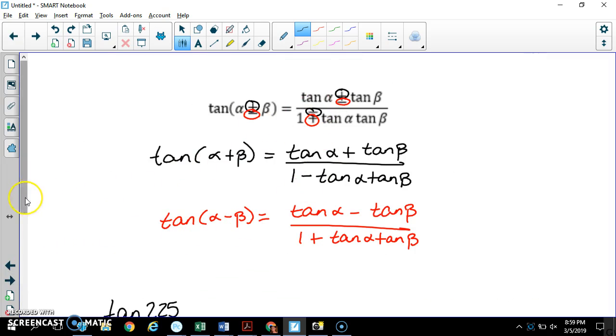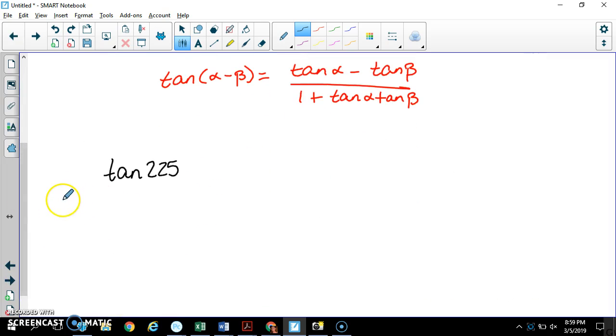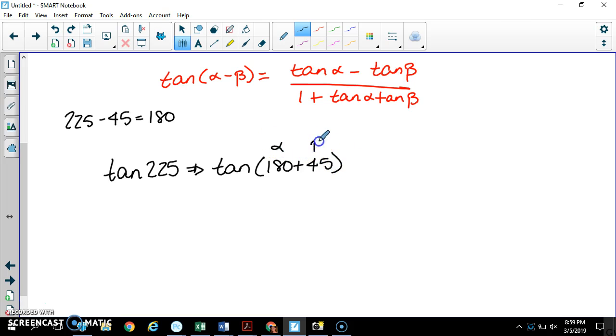If I follow the rules that I showed you for sine and cosine, you do 225 minus 45, and you'll get 180. So basically what I mean is you will do tangent of 180 plus 45, where this is alpha and this is beta, okay? I like to write off to the side what my tangent values are, so the tangent at 180 and the tangent at 45. Let's talk about that real quick.